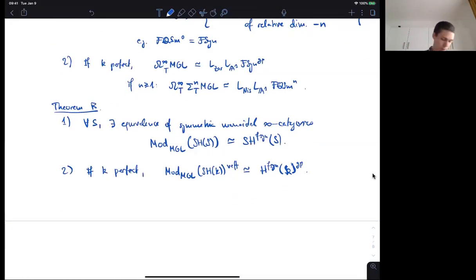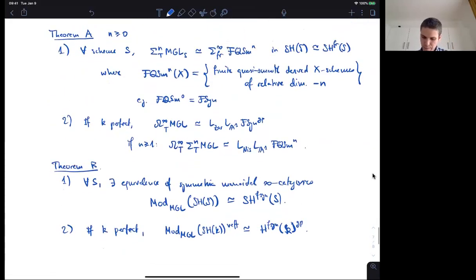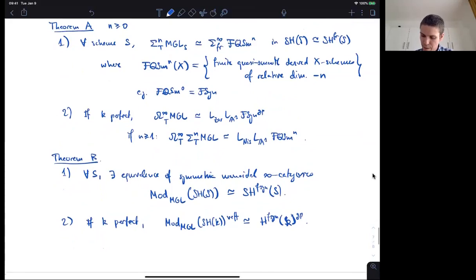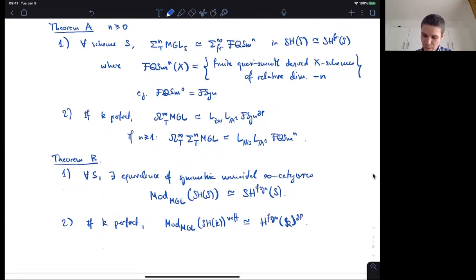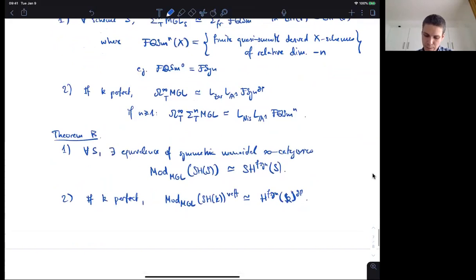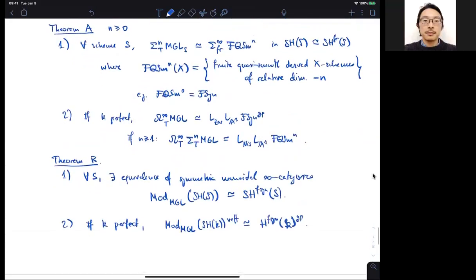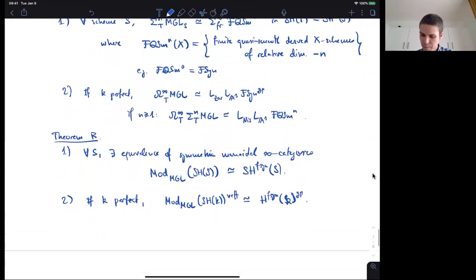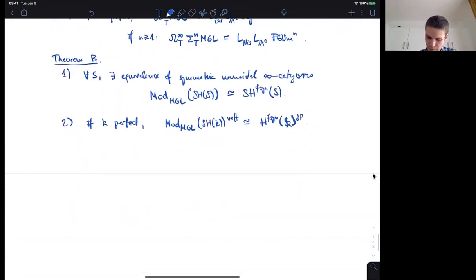Okay, so the main ingredient in the proof of Theorem A is to obtain framed models for Thom spaces of vector bundles or Thom spectra of virtual vector bundles. Before that, let me just mention this. I state all these results for MGL, but there are entirely analogous results for any other Thom spectrum that we'd like to think about.